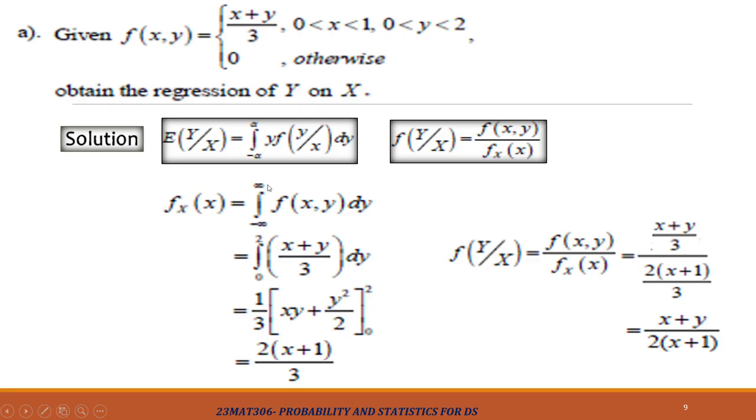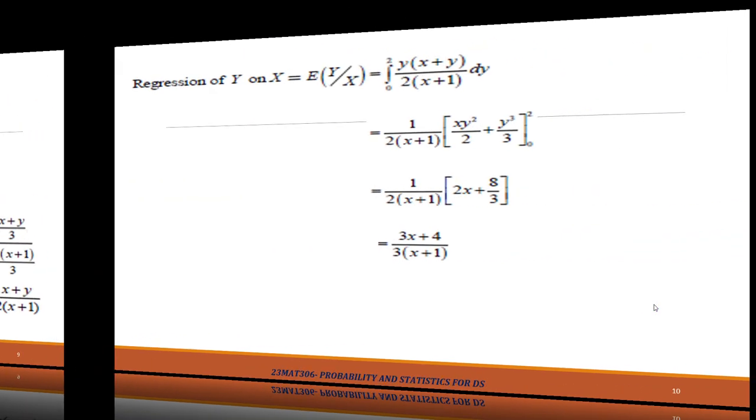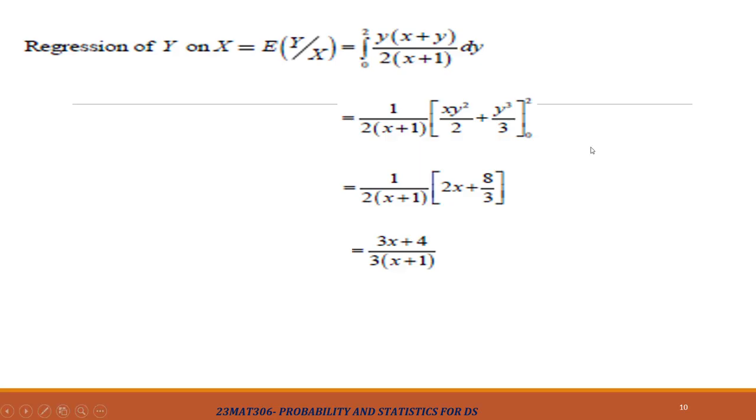This is equal to the integral from minus infinity to infinity of f of x comma y into dy. This is our initial value. Substitute here and integrate that. We get the final value of fx of x. After that, we have to substitute in this conditional probability value. We get f of y given x, which is equal to x plus y divided by 2 into x plus 1. Finally, the regression equation of y on x is the expected value of y given x. This is the formula. We have to integrate this. Finally, we get the regression equation of y on x.